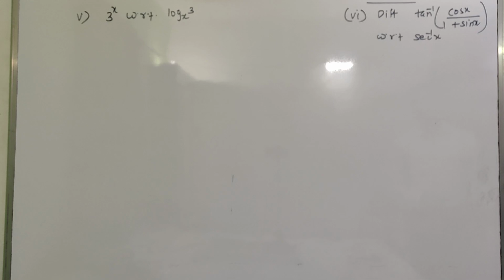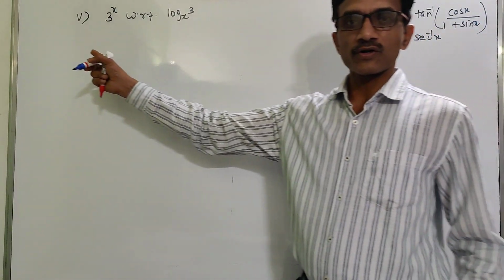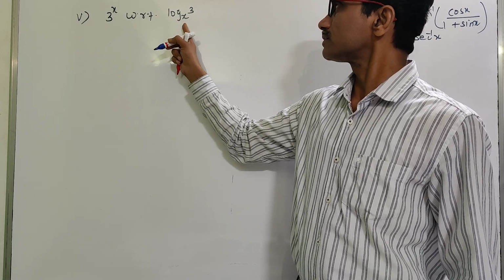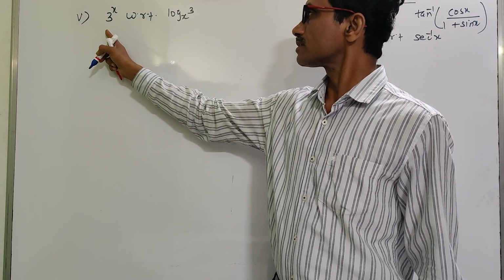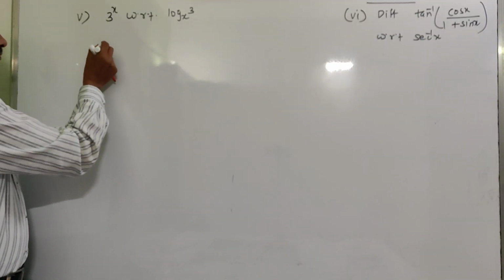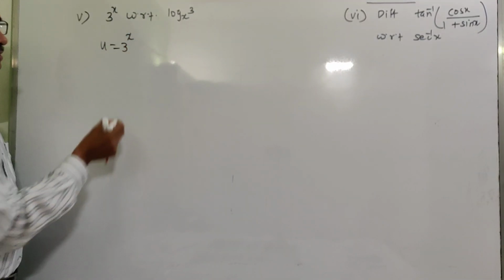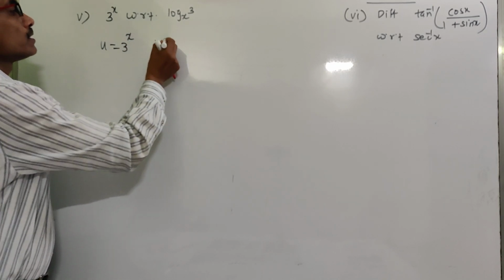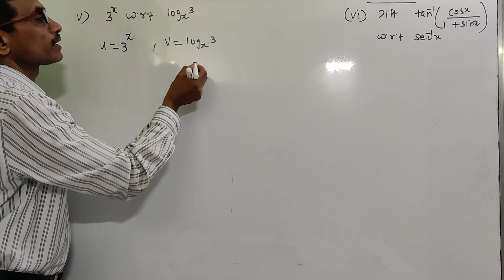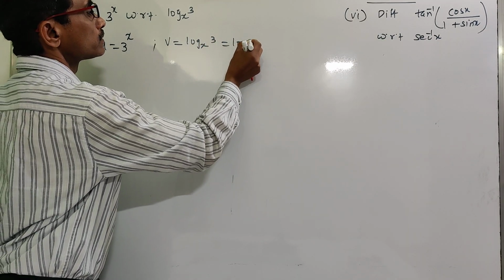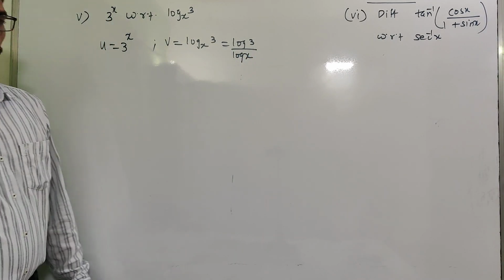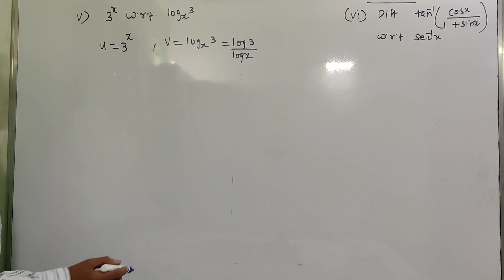Now, fifth question. Differentiate 3 raised to power x with respect to log 3 to the base x. Here we select 3 raised to power x as u and log 3 to the base x as v. So u is equal to 3 raised to power x and v is equal to log 3 base x. This can be expressed as log 3 upon log x.